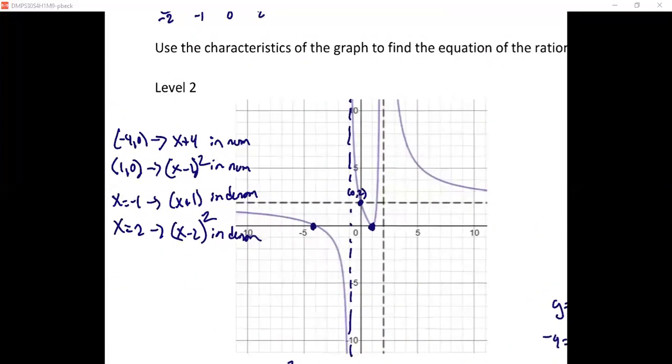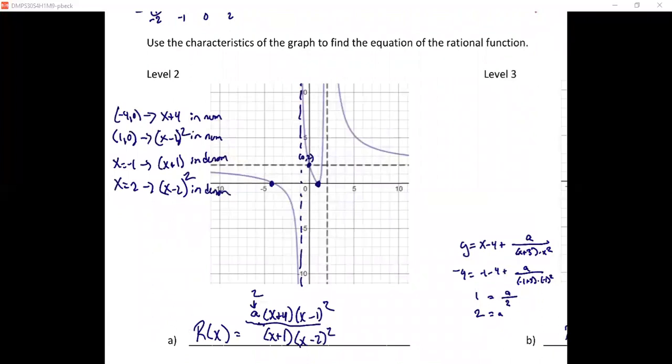Then we go backwards. We're going to take the characteristics of the graph and use them to create the equation. For instance, we know that -4, 0 is an x-intercept. Because -4, 0 is an x-intercept, that gives us the factor x plus 4 in the numerator right here. So I also have 1, 0. So 1, 0 gives me x minus 1 in the numerator. Now, why is it squared? Because we don't change signs. So x minus 1 squared.